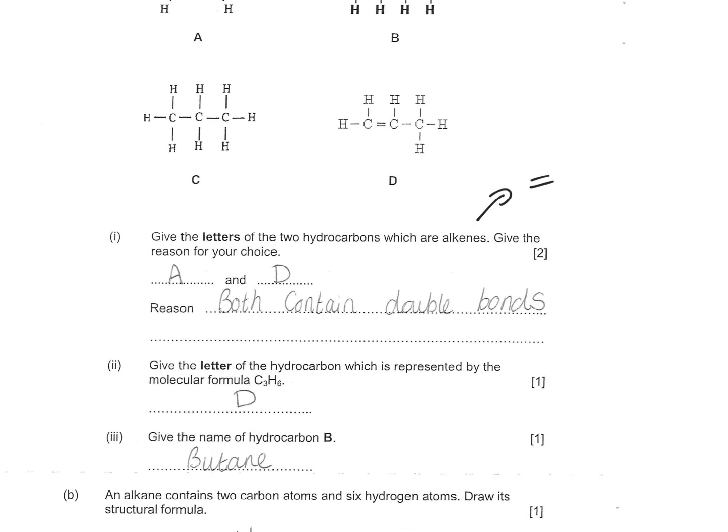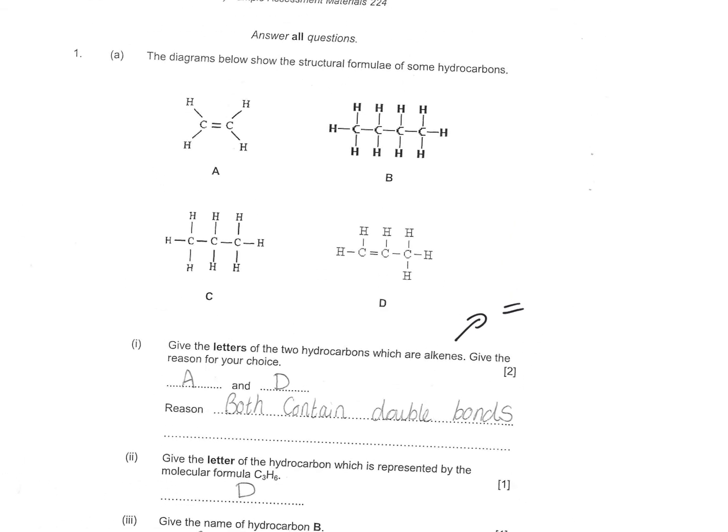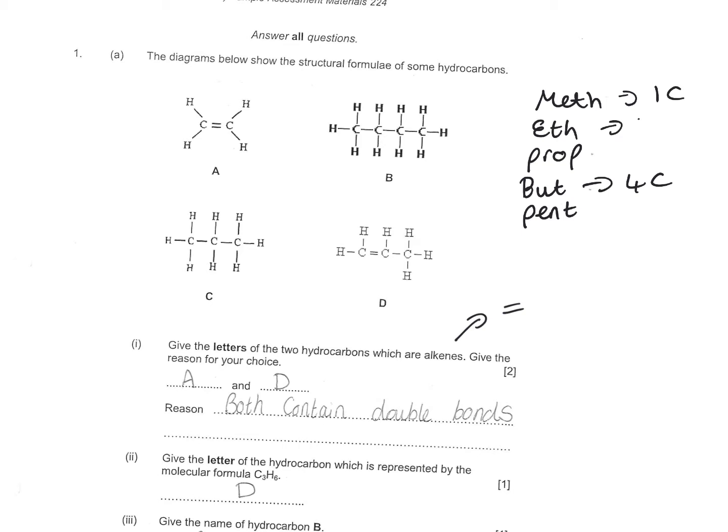The next one says, give the letter of the hydrocarbon with the molecular formula C3H6. So you're looking for something that had 3 carbons, 1, 2, 3. That one's also got 3 carbons, but 6 hydrogens. Give the name of hydrocarbon B. Hydrocarbon B had 4. So remember you have to go meth, eth, prop, but, pent, so it would have been 4 carbons if you wanted 1 carbon, 2 carbons, 3 carbons.